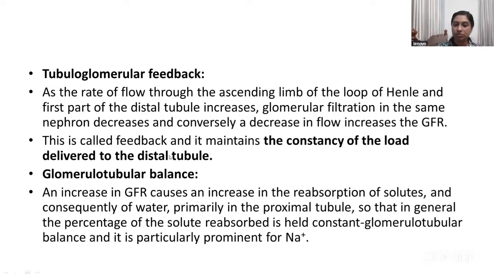And this is called the feedback. The flow is increased in the distal parts. Okay. That indicates a higher GFR. So as a feedback mechanism, GFR will be reduced. That is what we call tubuloglomerular feedback. And it maintains the constancy of load delivered to the distal tubule. Okay. And next is the glomerulotubular balance.